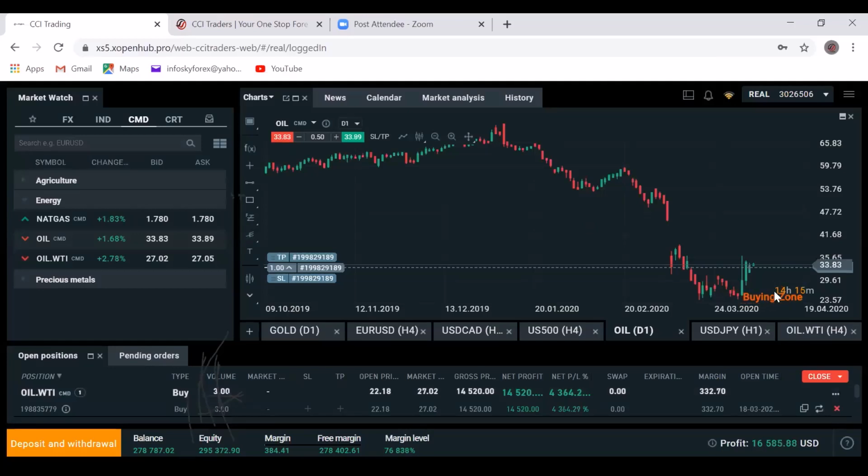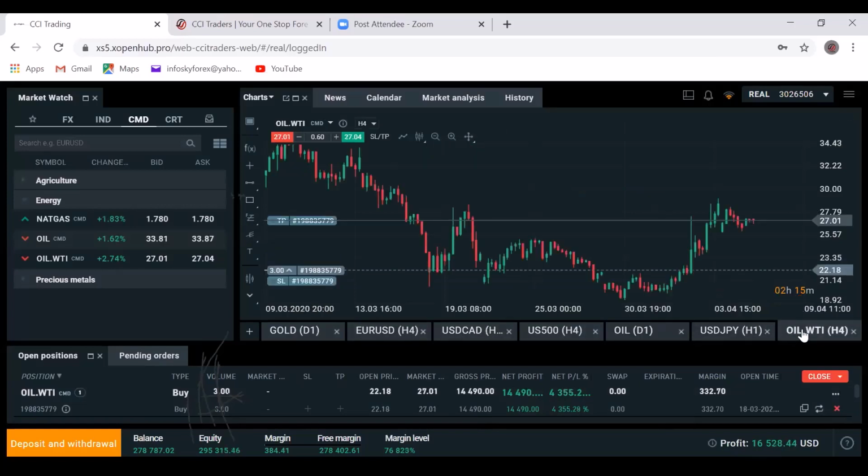Here is a buying zone for oil. As you can see, I'm currently buying oil too. I have a buying position in oil. Let's check WTI. WTI on 4 hours has formed resistance here.